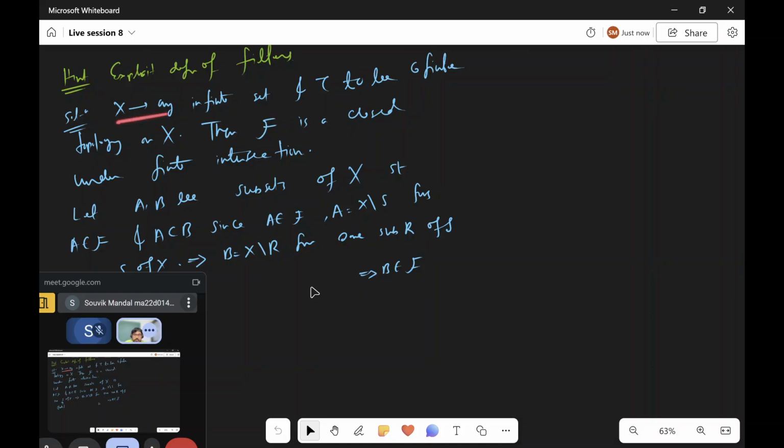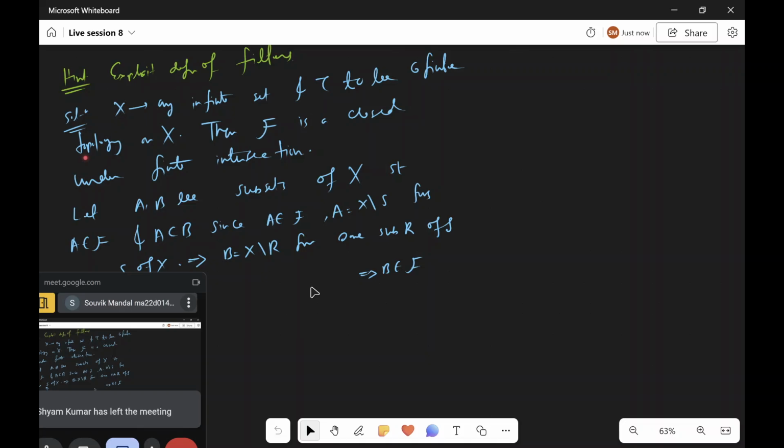So we start with X, an infinite set, and for tau we are considering the cofinite topology on X. The point is that we are considering only the cofinite topology. One may ask whether we can consider the co-countable topology or not. The answer is that we simply can't, because in the co-countable topology things are not closed under finite intersection. Since A belongs to F, A is equal to X minus S for some finite S, and B is X minus R for some R subset of S. So that is the argument.